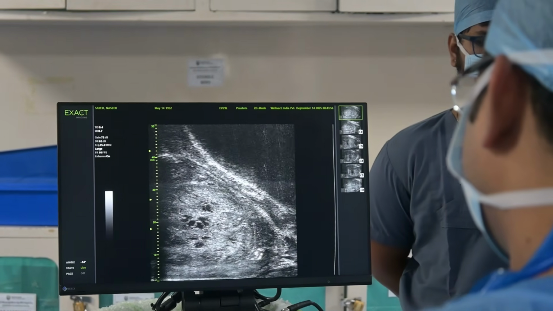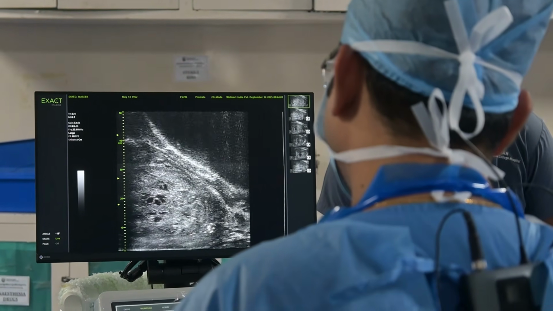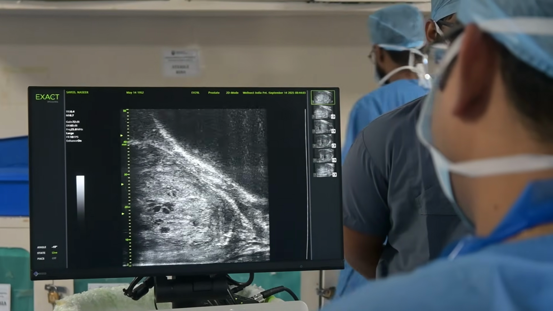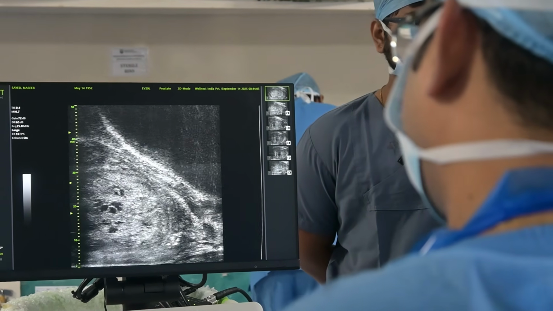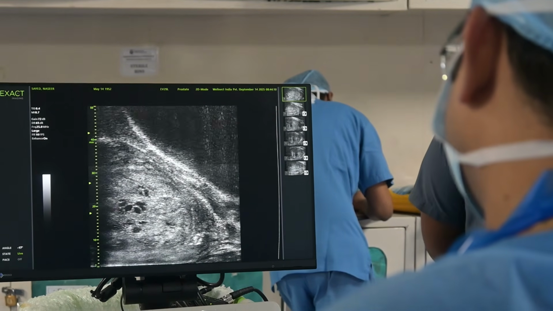Do you see that? Is it type? Hyperechoic, multiple small dots. Do you see it? Yeah. So that you call a starry sky appearance. Okay. So that corresponds to a PRIMUS 4 lesion.